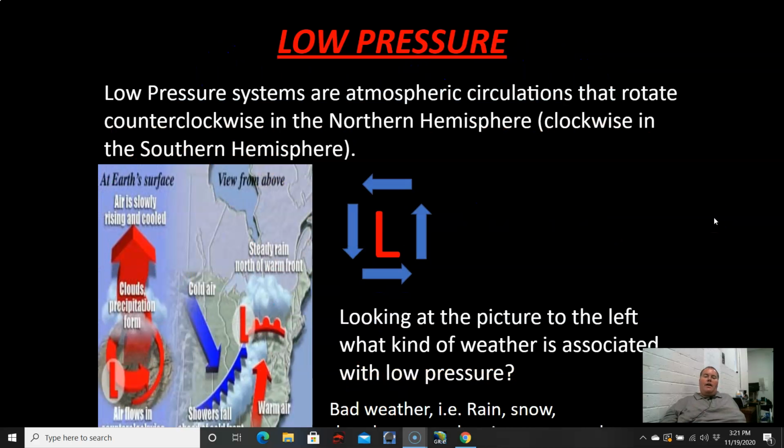Low pressure is the opposite. Low pressure is counterclockwise in the northern hemisphere, and low pressure is usually associated with stormy weather. It's a lifting mechanism. It can cause rain, snow, wind, varying types of weather phenomena. But low pressure is usually stormy weather. L, low as in lousy. That's a good way to think about it.